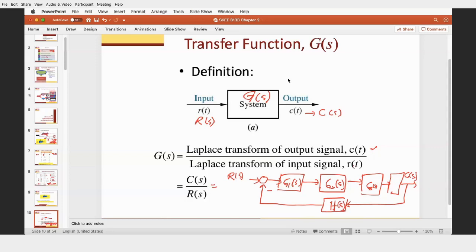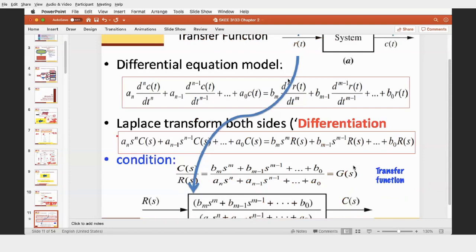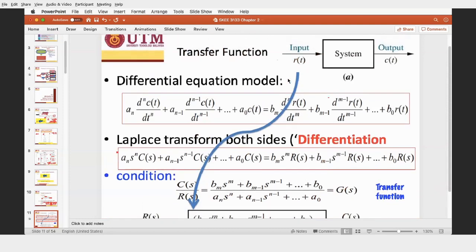So it is the equation that relates the output to the input. If the equation is in the frequency domain, or S domain, we call it the transfer function. If the equation is in the time domain, we call that the state space equation. That is chapter 3. So now your equation is in the S domain, meaning that you get the transfer function.